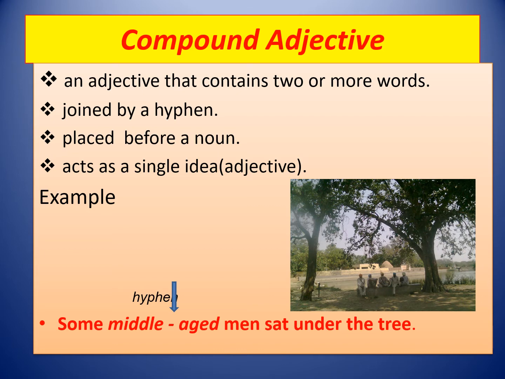These 2 words acted as a single idea in the sentence. So we can call this compound adjective, and it is placed before the noun men. So it is modifying the noun men. So it is a compound adjective. So middle-aged is a compound adjective in the sentence.